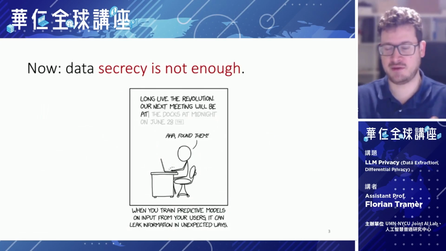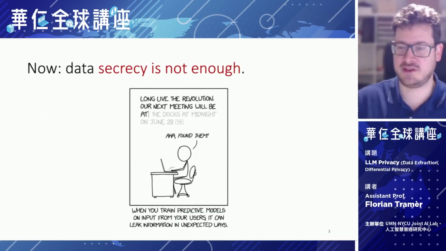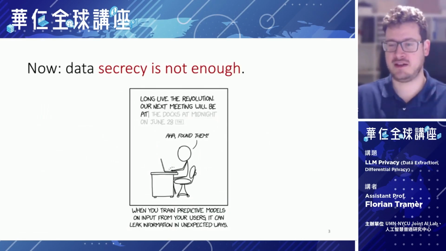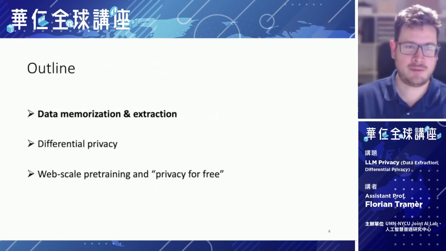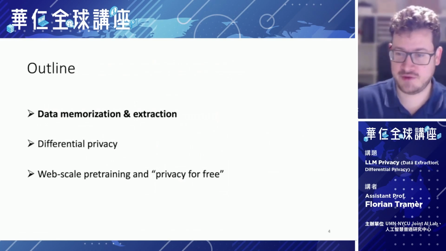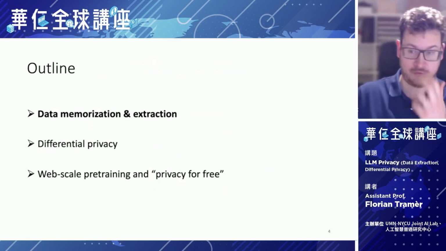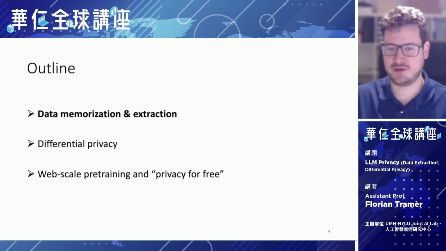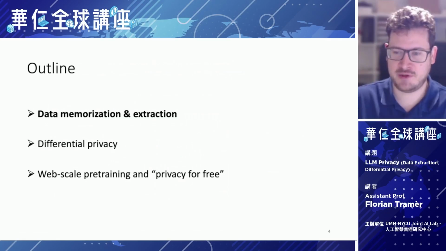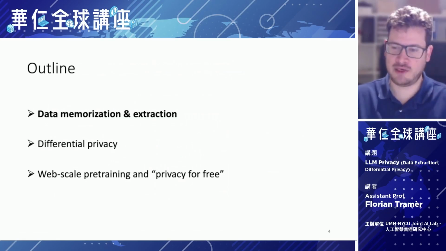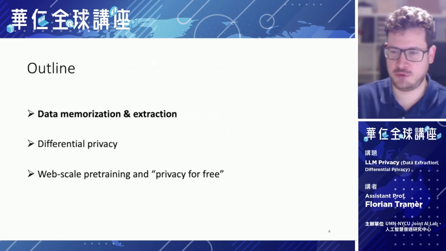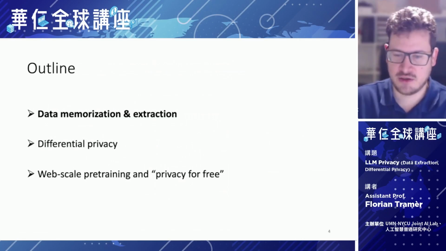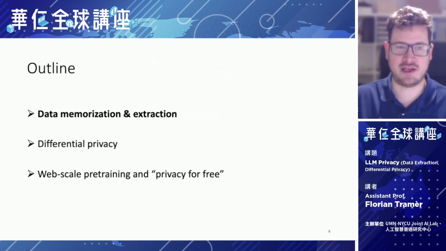And so we, in some sense, need a stronger notion of privacy that also accounts for the fact that the model itself might just memorize and leak data. So first, we're going to talk about this issue of data memorization and data extraction from trained models. Then we're going to talk about differential privacy as a potential defense. And we'll conclude with some thoughts on what this means in the age of web scale pre-training and whether we actually still need these techniques or whether we can now get privacy for free.